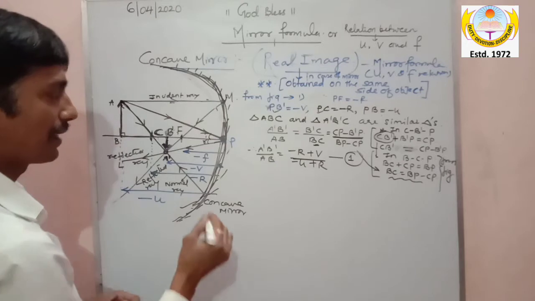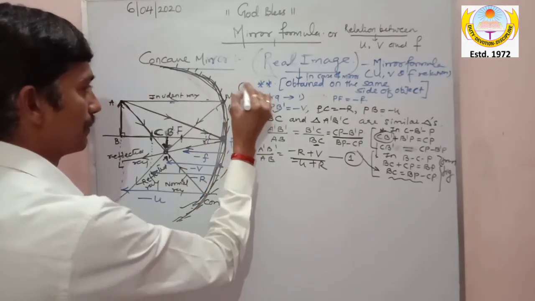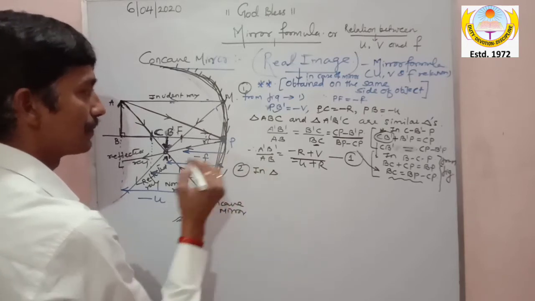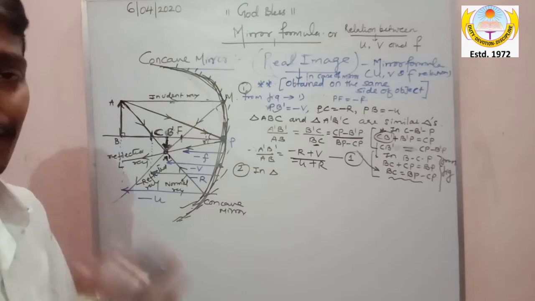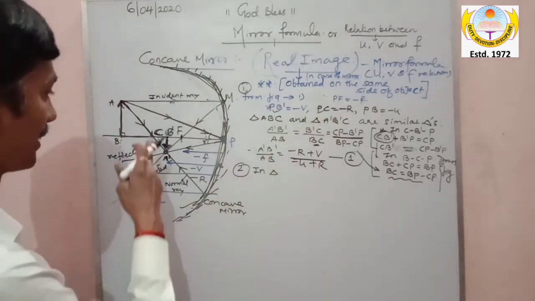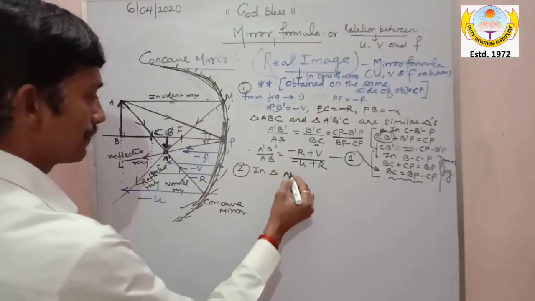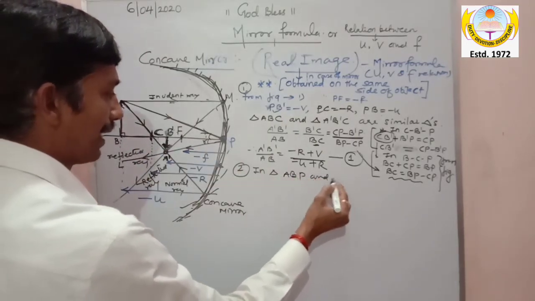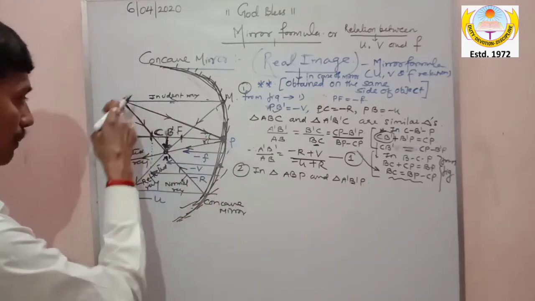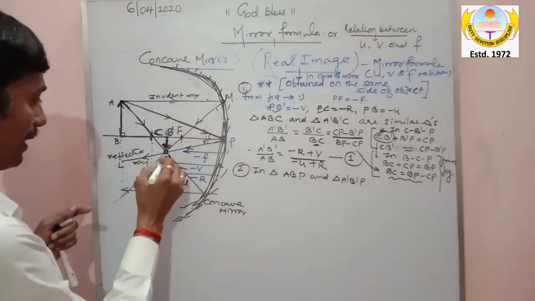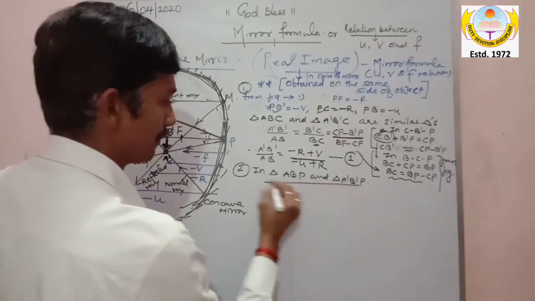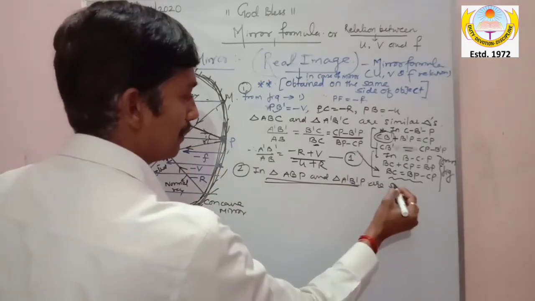Now my dear, this is your step 1. Step 2, in triangle, now there is one more triangle, that is the big triangle, bigger than the one they have written, and the triangle is ABP and triangle A'B'P. ABP is the big triangle, and A'B'P is a little smaller, and ABP and A'B'P are similar triangles.